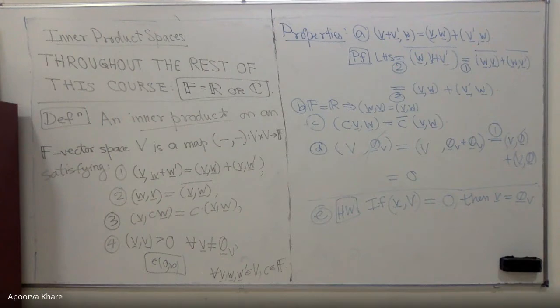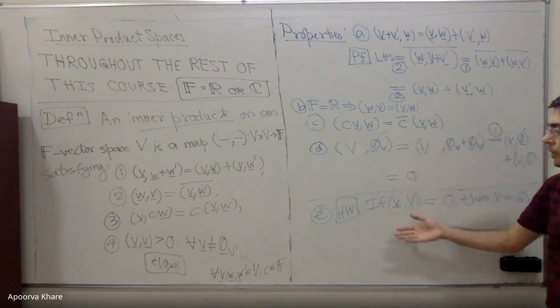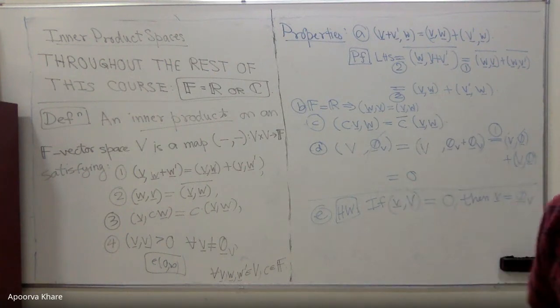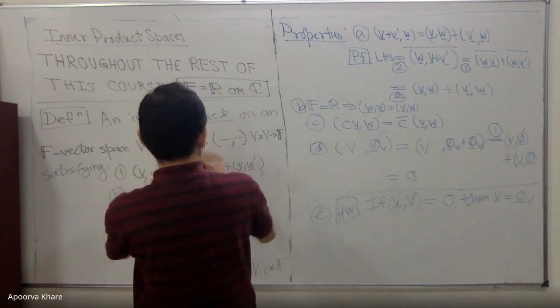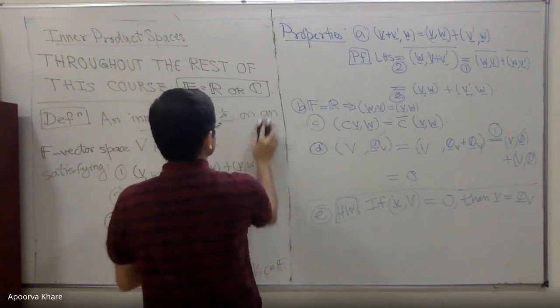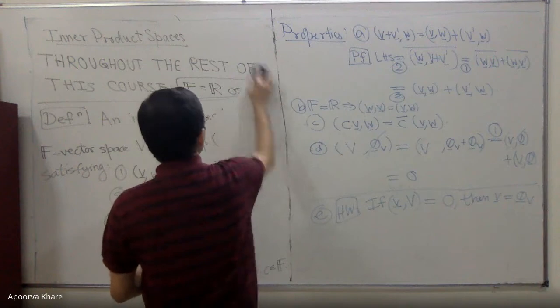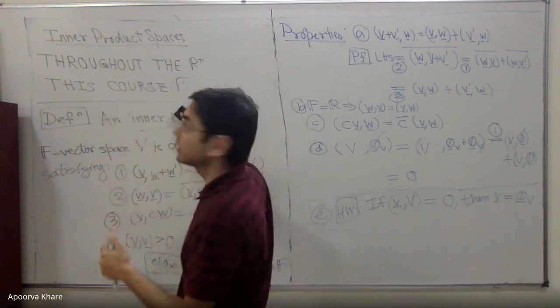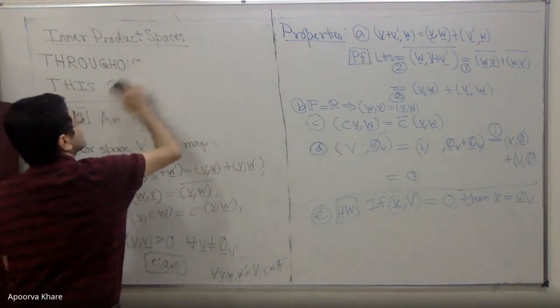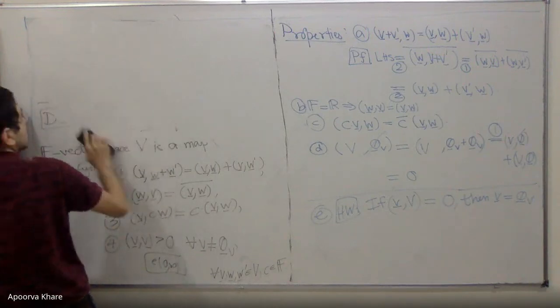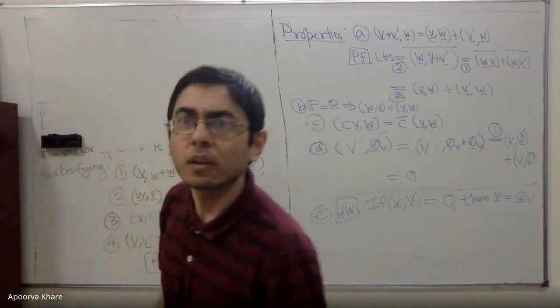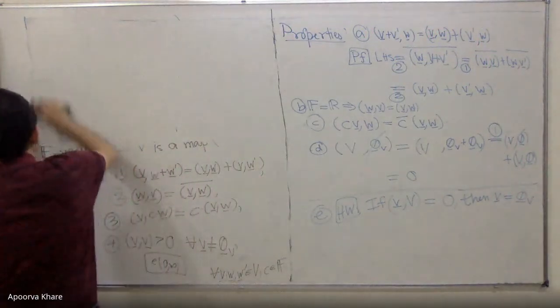Okay, so that's that. So these are some of the basic properties of inner products. There's really nothing to prove there. But now let's do some examples. And as I said, I will talk about not just finite dimensional examples, but infinite dimensional ones as well.